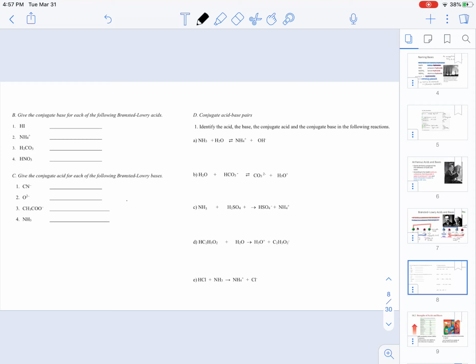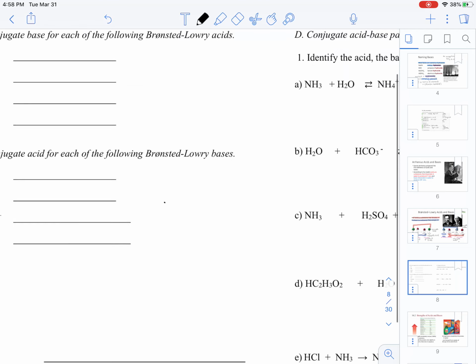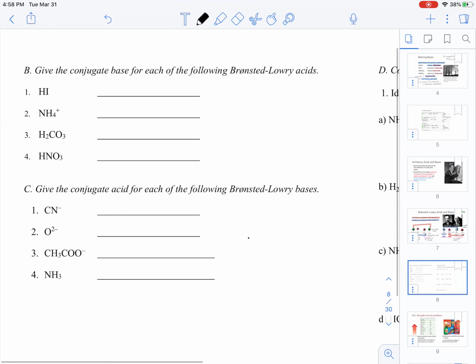To review these concepts, we are now going to do some problems in Part B, C, and D of our worksheet. I am first going to focus on Part B and C. Part B reads, give the conjugate base for each of the following Bronsted-Lowry acids.